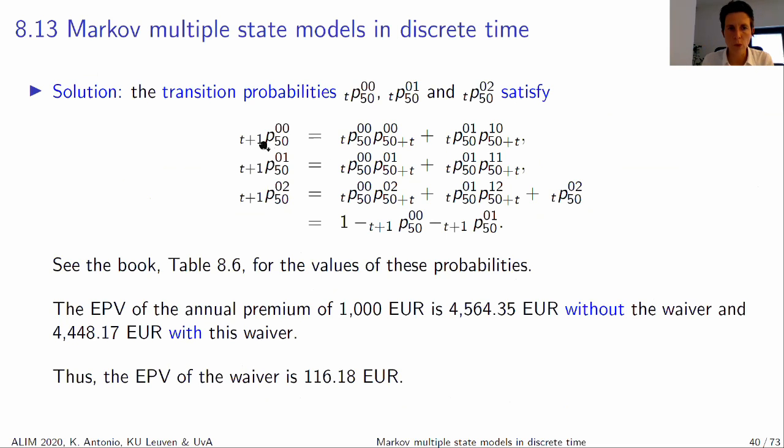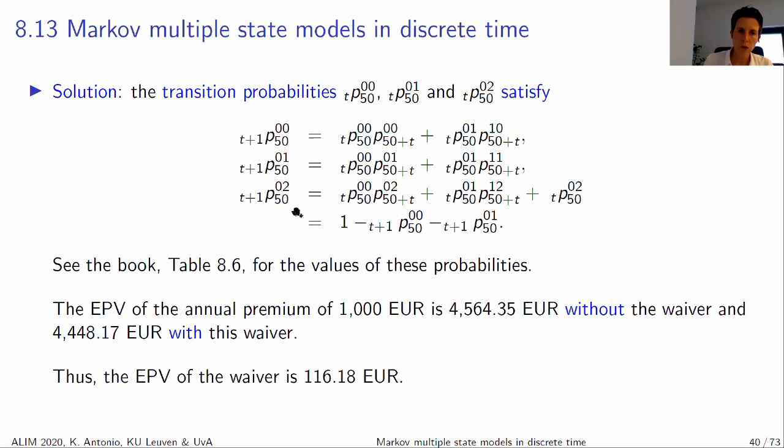So for instance, the t+1 p50 0,0 means either at time t I occupy state 0, and then I will remain in state 0, or I will go from 0 to 0 at age 50+t, or at time t I'm in state 1, and then I need to multiply with the 1-year transition probability to go from 1 to 0 at age 50+t. So you can use this kind of reasoning to calculate your multi-year transition probabilities in a recursive way.